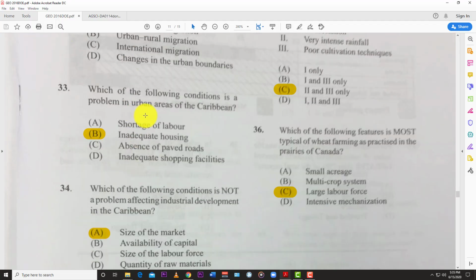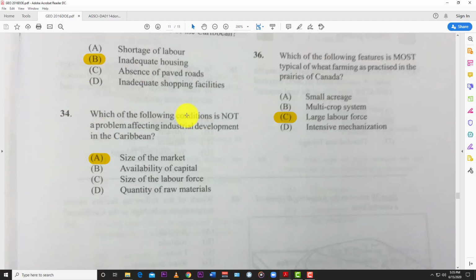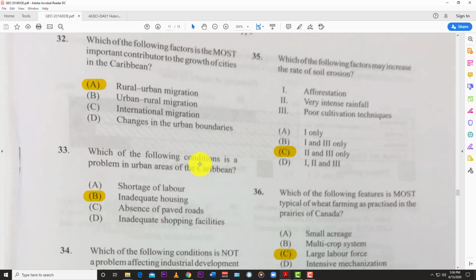33, which of the following conditions is a problem in urban areas in the Caribbean? And the answer is B, inadequate housing. 34, which of the following conditions is not a problem affecting industrial development in the Caribbean? And the answer is A, the size of the market. 35, which of the following factors may increase the rate of soil erosion? And you have some options: afforestation, very intense rainfall, poor cultivation techniques. And so the answer is 2 and 3, which is very intense rainfall and poor cultivation techniques, so that's C.